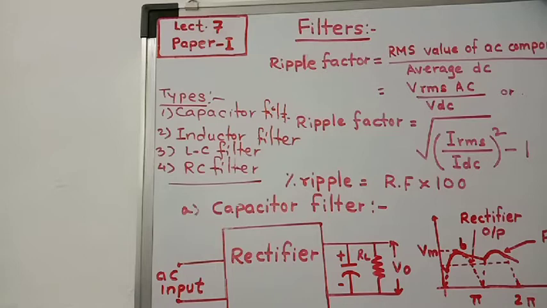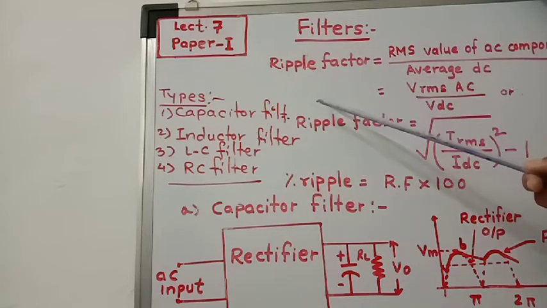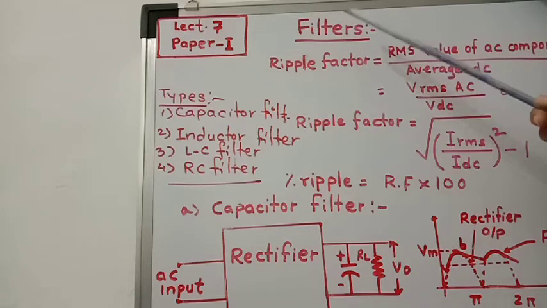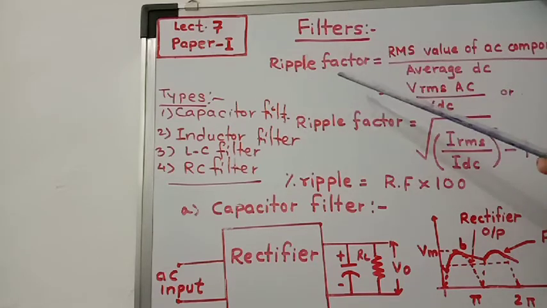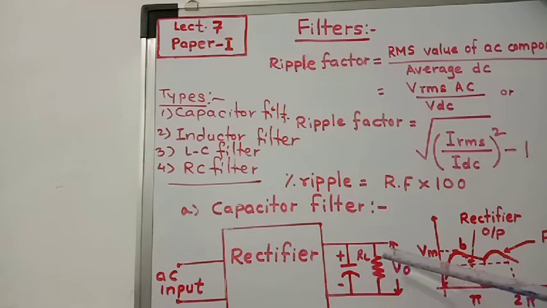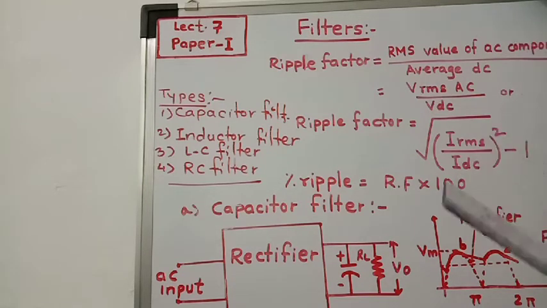So these filter circuits are used between the output of the rectifier circuit and the load resistance. The filter circuits are connected between the output from the rectifier circuit and a load resistance. These filter circuits are used to produce a smooth DC voltage, or a steady DC output voltage.